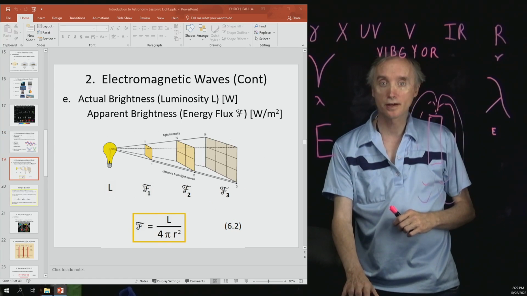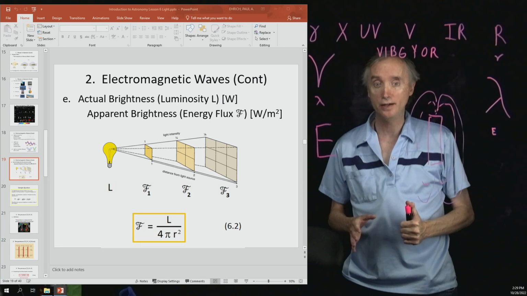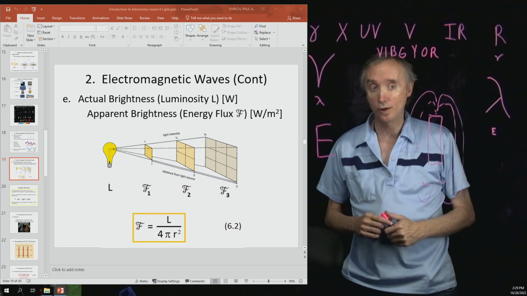All right, in our next segment, we're going to talk about how the brightness of an object changes depending on how far away you get from it.